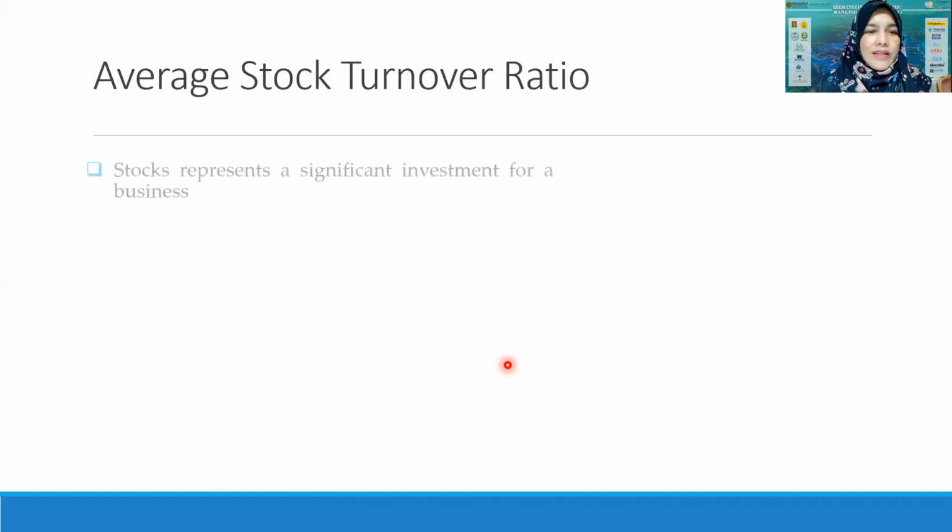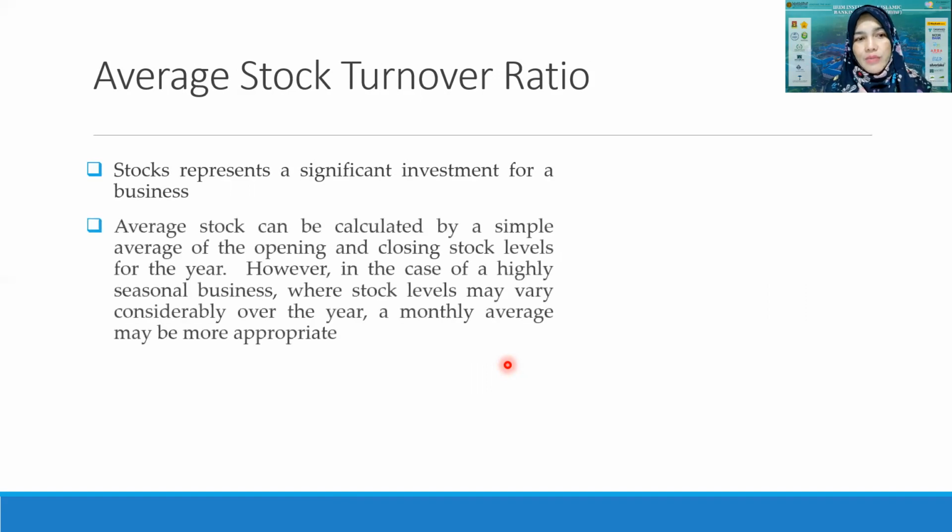Okay, the next one, average stock turnover ratio. When we talk about stocks, it is about inventory. Inventory or stocks represent a significant investment for the business. Why is it significant? Because for the company to be able to sell their goods, they have to have inventory first, whether they buy the finished good from the vendor or they buy raw material and then process it into finished good. Then that will be the inventory of that company before they are able to sell.